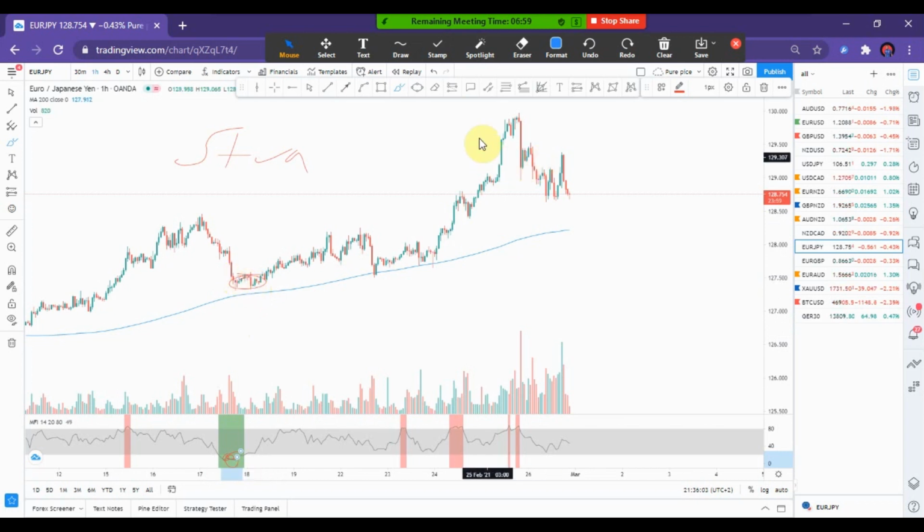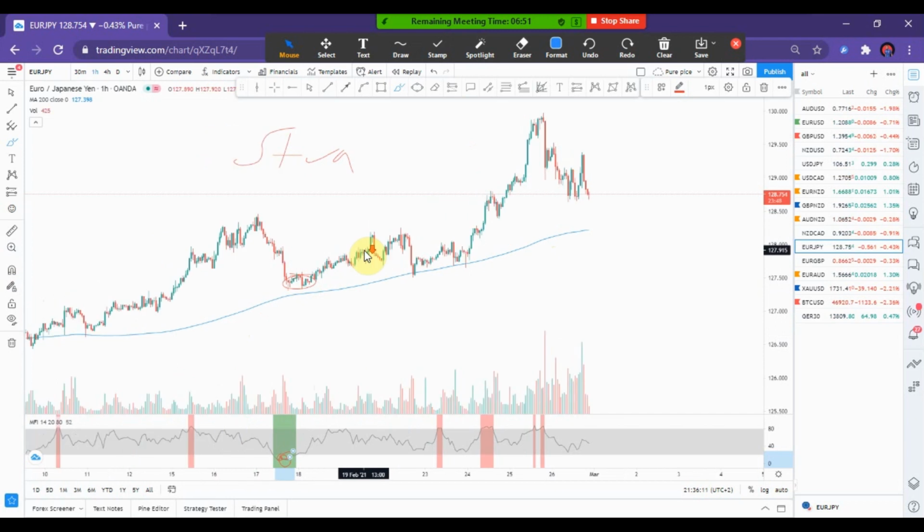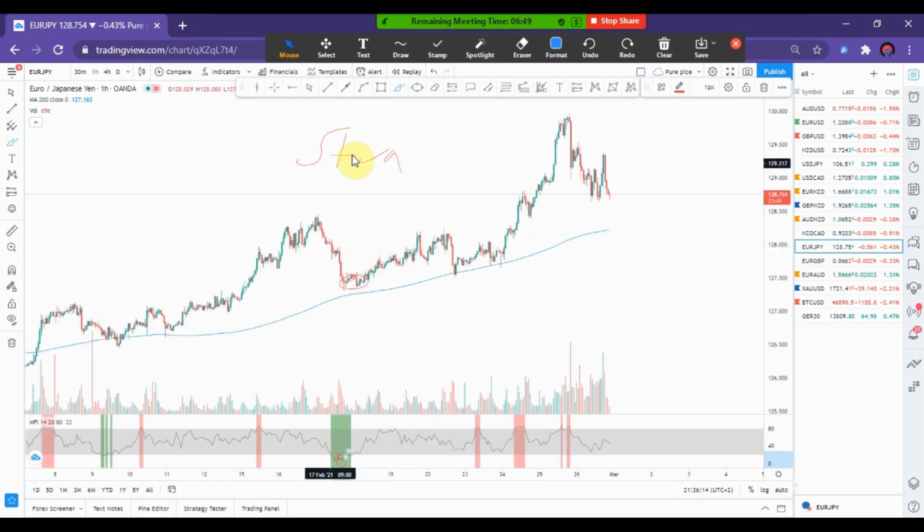So don't be lazy. Don't be lazy. The problem is that you like pressing buy and pressing sell without spending time in analysis. And I like the fact that even the guys who are in the private group have understood that it's not about quantity, it's not about how many trades we take, but it's about quality.